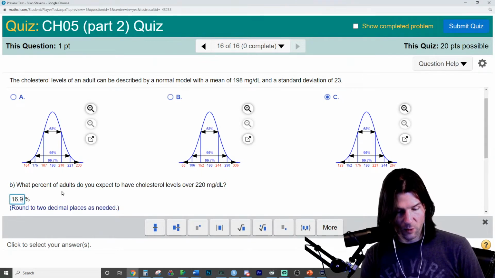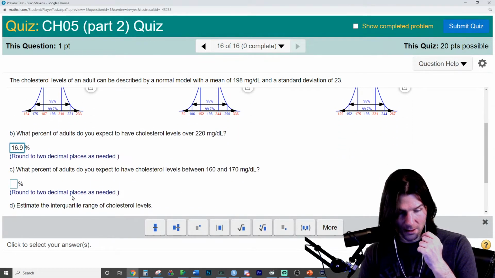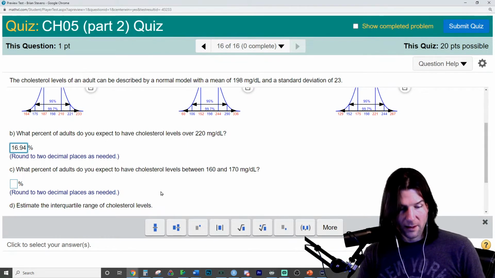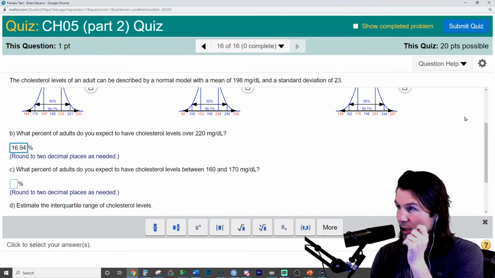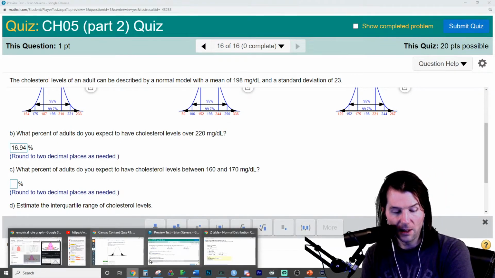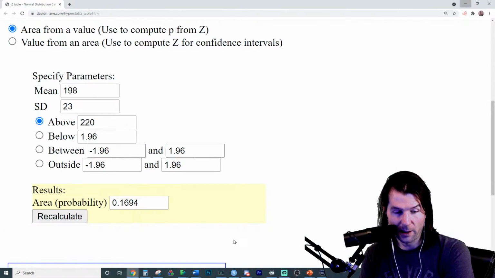Oh, it wants 16.9, rounded to 2 decimals. It is as a percent, right? There we go. What percent of adults would be between 160 and 170? So this one's going to be a lot tougher. I don't know if I could guess this one accurately.